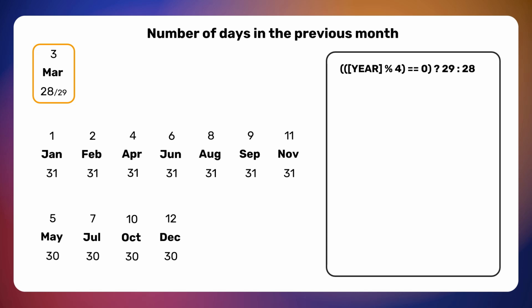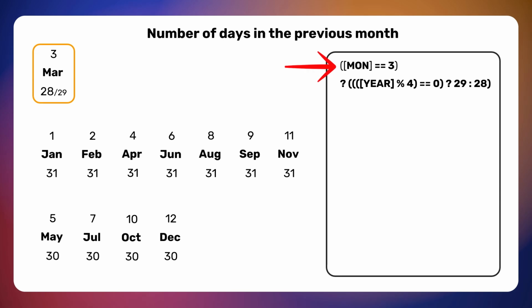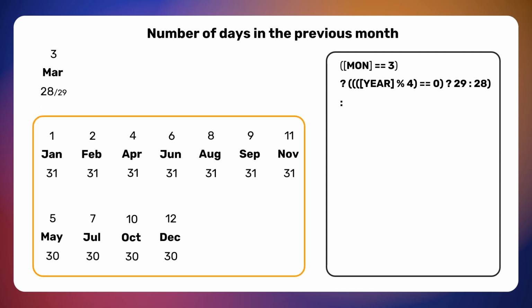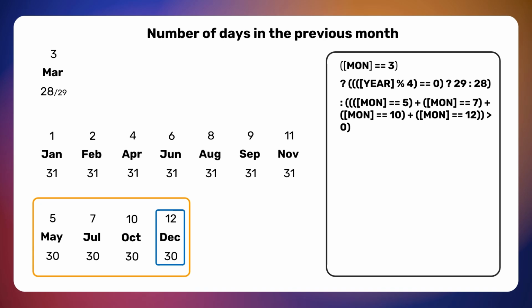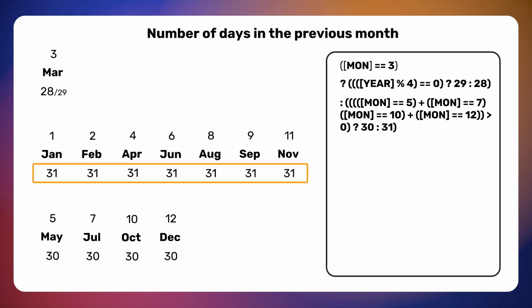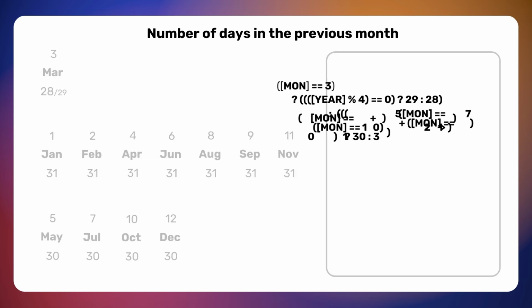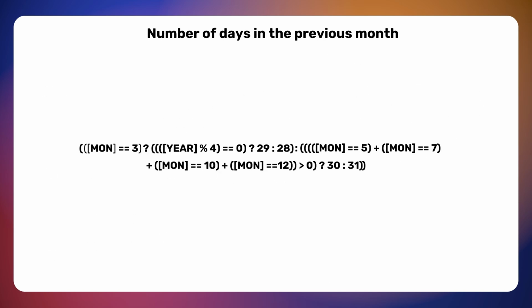But this expression should only be used when the current month is March, which is represented by the number 3. So, we can change the expression to look like this. If the current month is 3, then check if it is a leap year or not and return 28 or 29. Otherwise, we return the other values. As we have only 4 months that return 30, I'll focus on them to make the expression shorter. So now we check if the current month is 5, or if the current month is 7, or if the current month is 10, or if the current month is 12. If the current month is any of these, then we return 30, otherwise, we return 31. Great, now we have an expression that gives us the total number of days in the previous month.